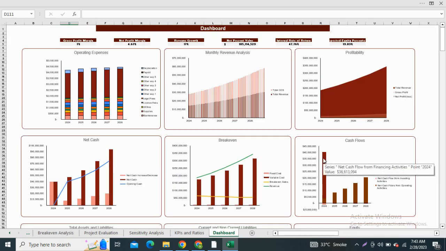In the last, we have the dashboard, which shows the most relevant financial graphical representation of the model, and it depicts the key financial metrics for a better understanding of the performance measures.